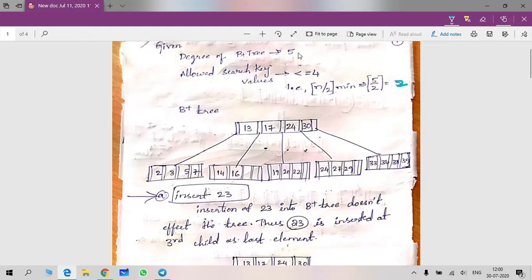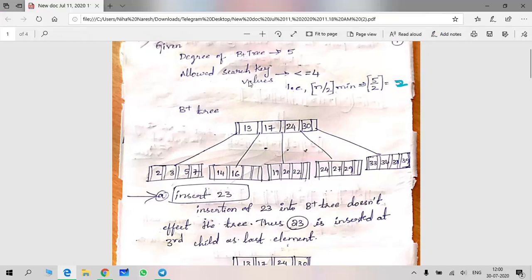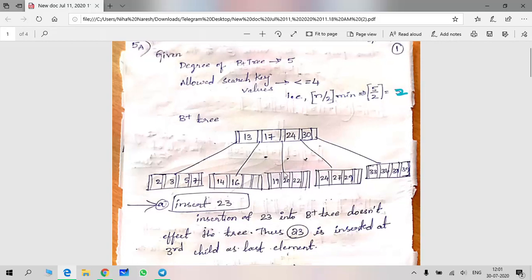Next. Allowed search key values is less than or equal to 4, that is the maximum. But what is the minimum? It is 4 by 2, that is 2. The minimum values it can have is 2. See here, you can have it like this.